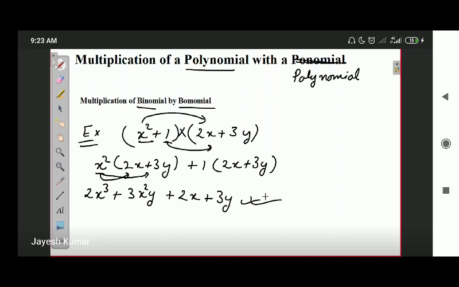What we did was, we divided the brackets, we opened the brackets accordingly. Okay, let me take an example from your book.